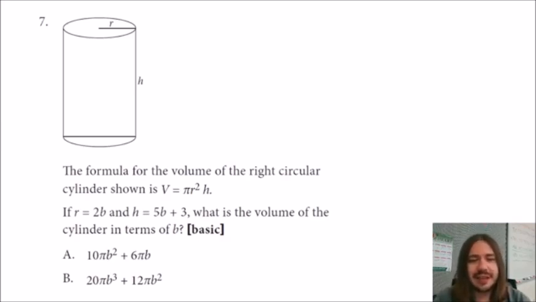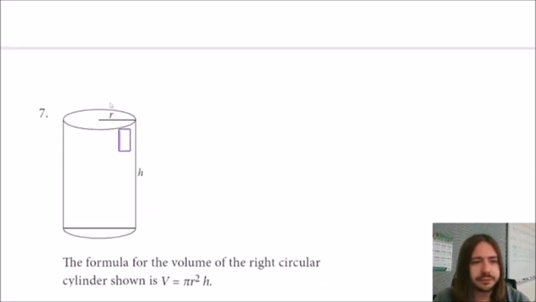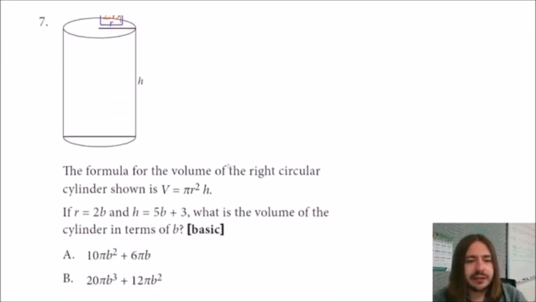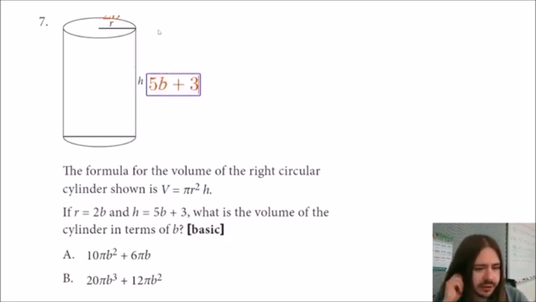But anyway, it says r, which is the radius, is 2b. Okay, I might make a note of that here. r is 2b. B or not 2b? It is 2b. And then scrolling back down here, it says the height, or h, is 5b plus 3. Okay. What is the volume of the cylinder in terms of b?